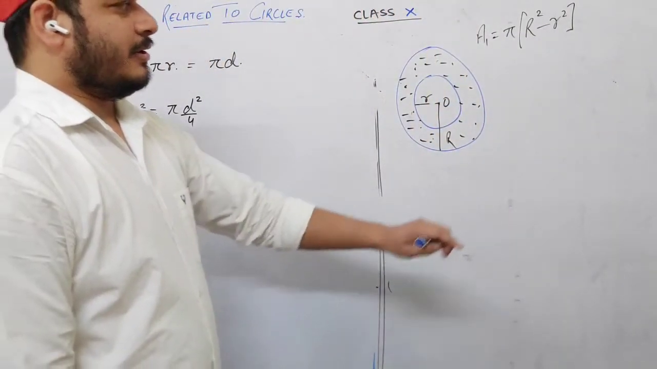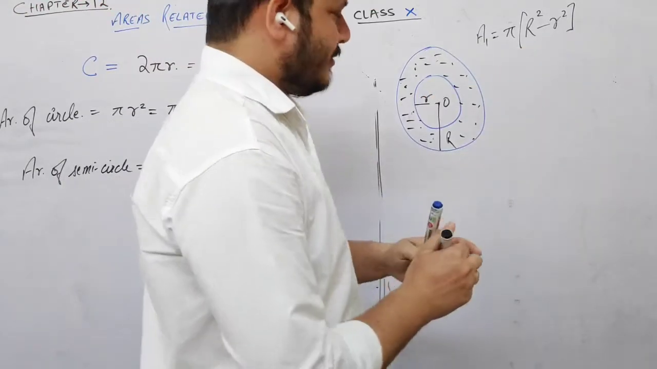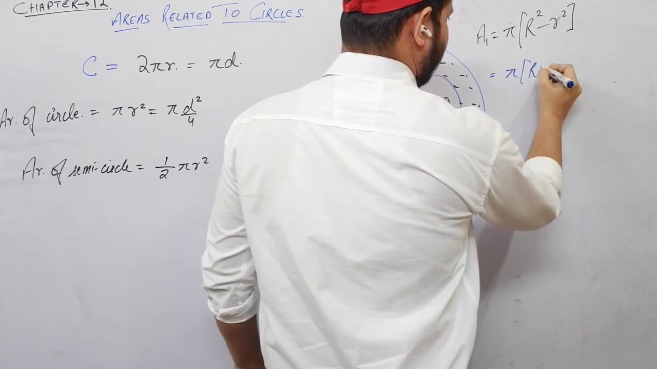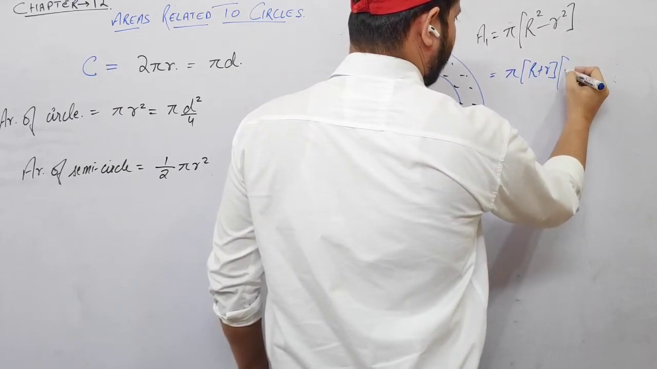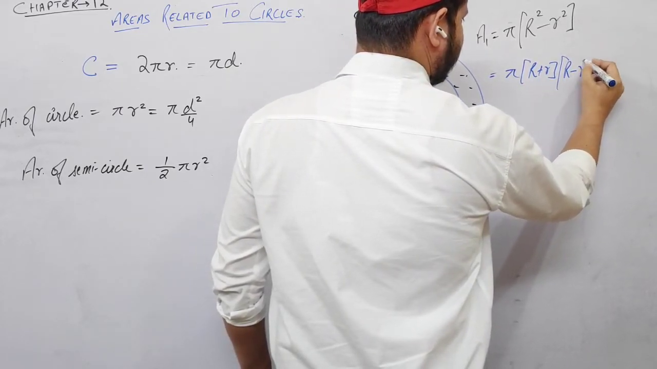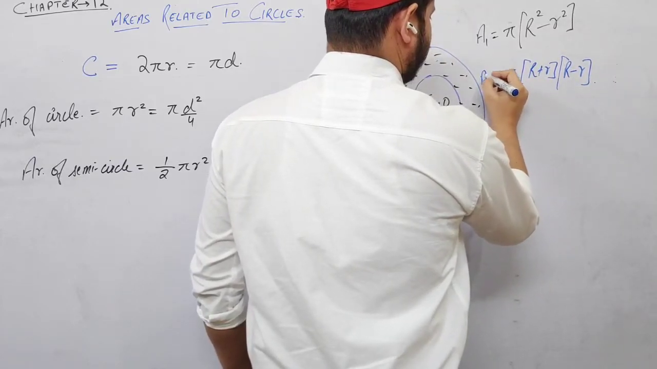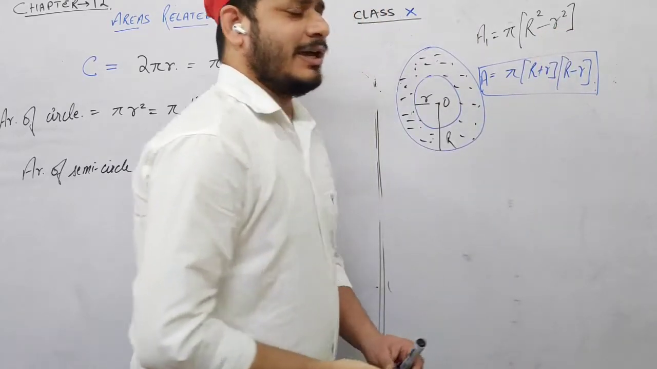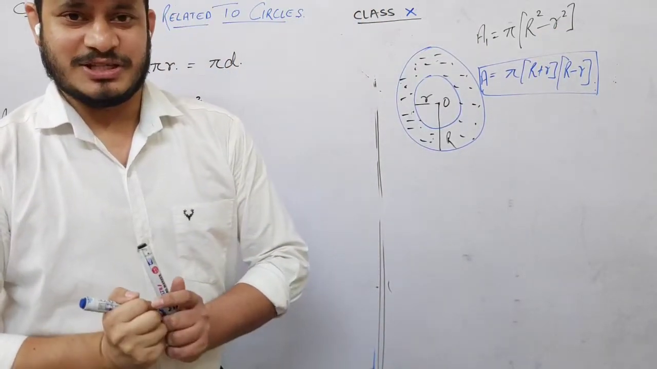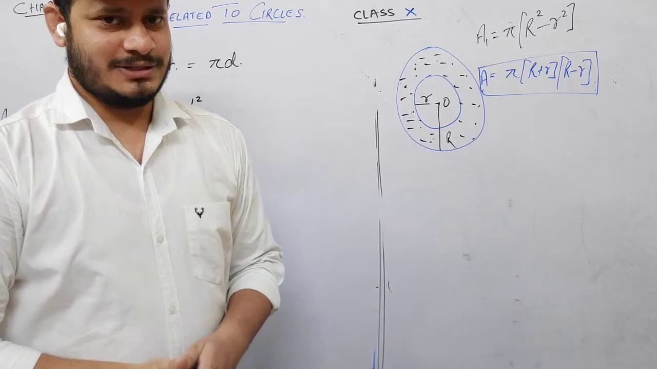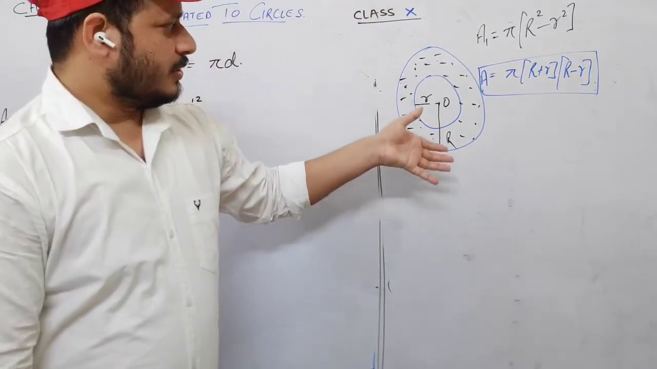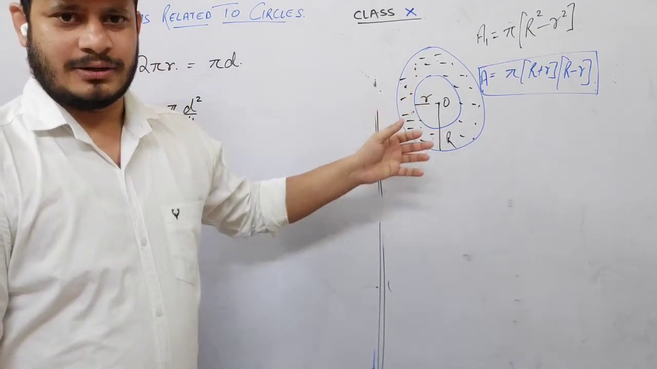Now we can rewrite this formula as pi times R plus r times R minus r, because the formula for a square minus b square is a plus b times a minus b. I hope the concept of concentric circles is clear.